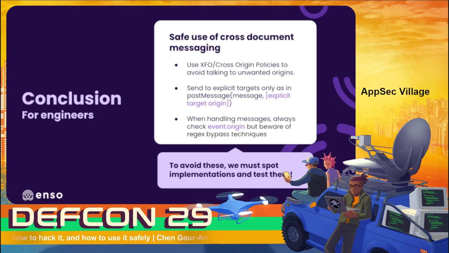Some conclusions for engineers. Implement security headers to protect your windows. Make sure that you invest in this. This is an efficient and effective way. Only send data to explicit targets if you can, also something very important. And when handling messages, you have to look into the event origin and make sure that it is an origin that you trust.